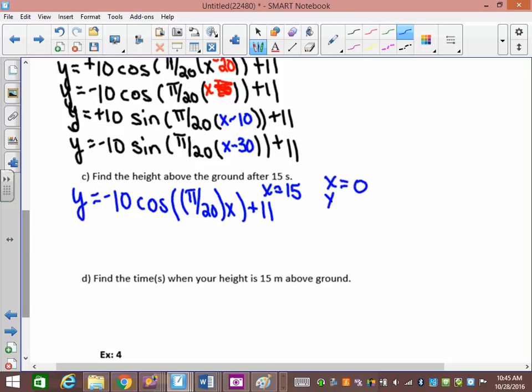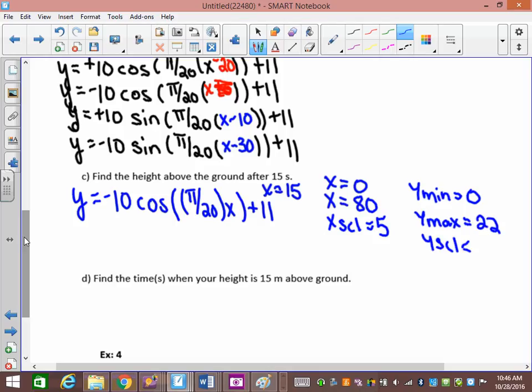My x max needs to at least be 15 seconds because that's what I'm finding. But I'm going to make it be 80 because that's 2 full revolutions. My x scale, I would make be 5. My y minimum is 0 because that would be on the ground. My y max has to be bigger than 21 because that's as high as this Ferris wheel goes. So I'm going to do 22. And my y scale, I'm going to make be 2.